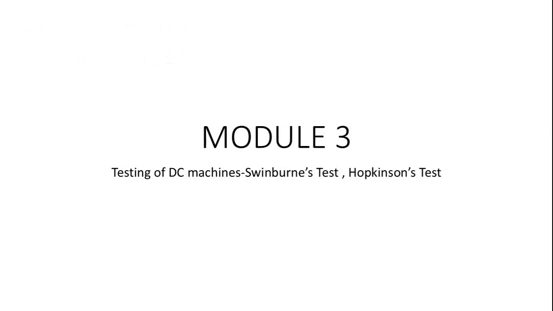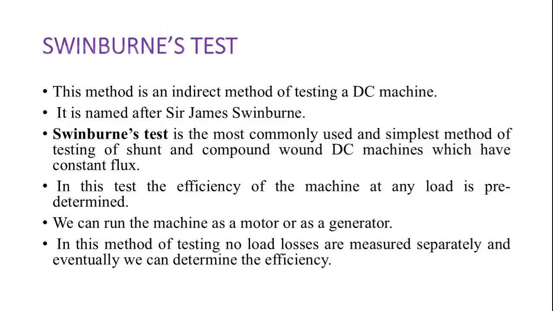Welcome to Module 3, where we will explore the testing of DC machines, focusing on Swinburne's test and Hopkinson's test. Swinburne's test is an indirect method of testing DC machines, named after Sir James Swinburne. It is the simplest and most commonly used method for shunt and compound wound DC machines. This test helps determine the efficiency of the machine at any load by measuring no-load losses separately.